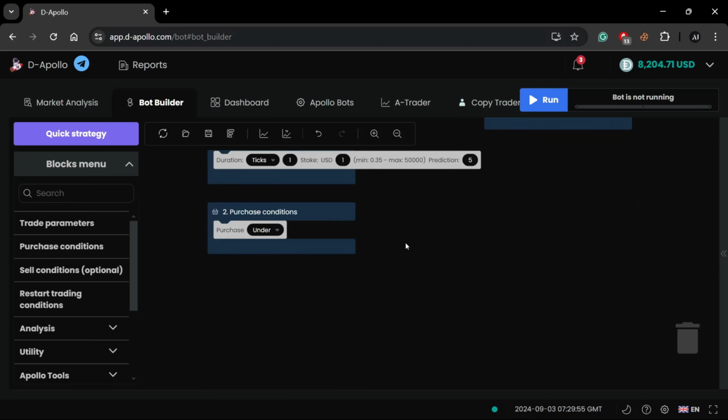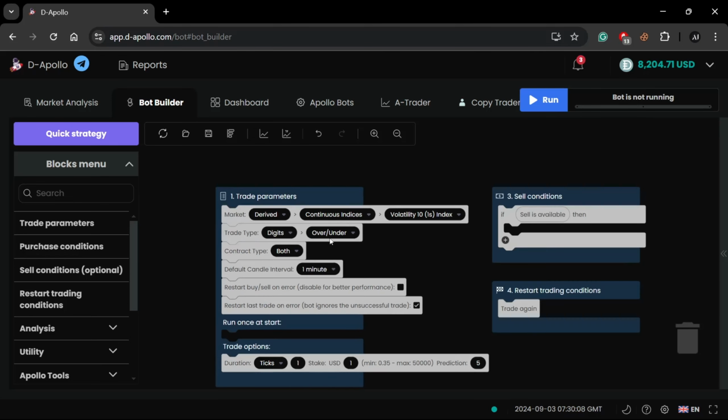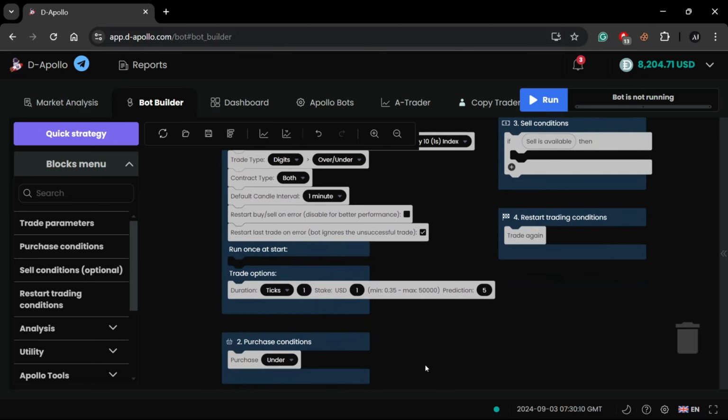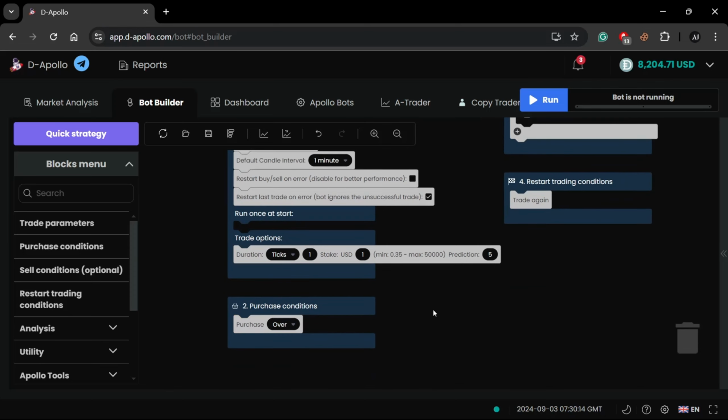Next up, we go to purchase condition. Basically, purchase condition is where you choose which contract type you want to buy. For example, here it's selected over under. So you come here and choose, I want to buy under, or I want to buy over. So which market?